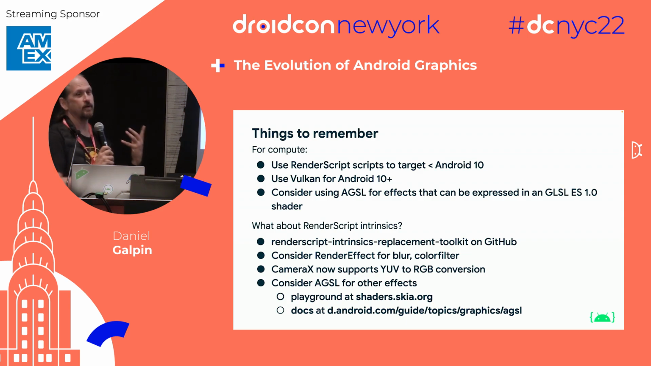CameraX now supports YUV to RGB, so a lot of people were using RenderScript to do that, and the good news is you don't have to anymore. Plus, RenderScript actually didn't support the YUV mode that our camera supports anyway, so it was kind of hacky, and there is this piece of Stack Overflow code that's been pasted everywhere to make it work, and it's actually kind of slow, so use CameraX directly.